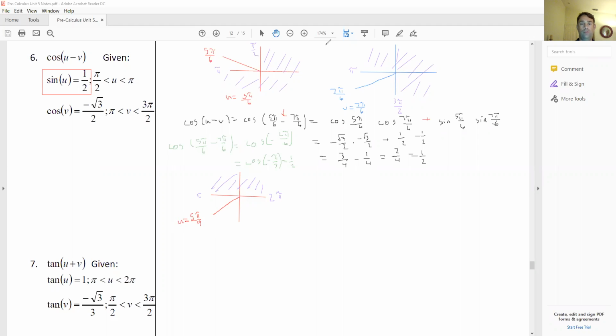In our other one, for v, it's pi over 2 to 3 pi over 2. So here we go. Pi over 2 to 3 pi over 2. So that means I'm not using these quadrants over here. And I'm looking for a negative tangent of negative root 3 over 3. So that'd be right here. And friends, that would be 5 pi over 6.